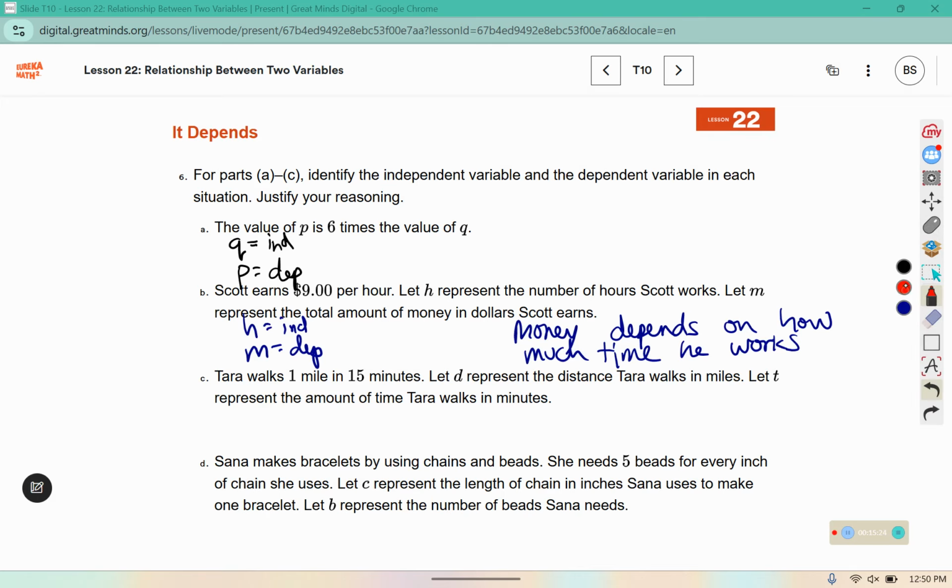C. Tara walks 1 mile in 15 minutes. Let D represent the distance Tara walks in miles, and T represent the amount of time Tara walks in minutes. T is the independent, and D is the dependent. The distance she walks depends on the time she spends walking.